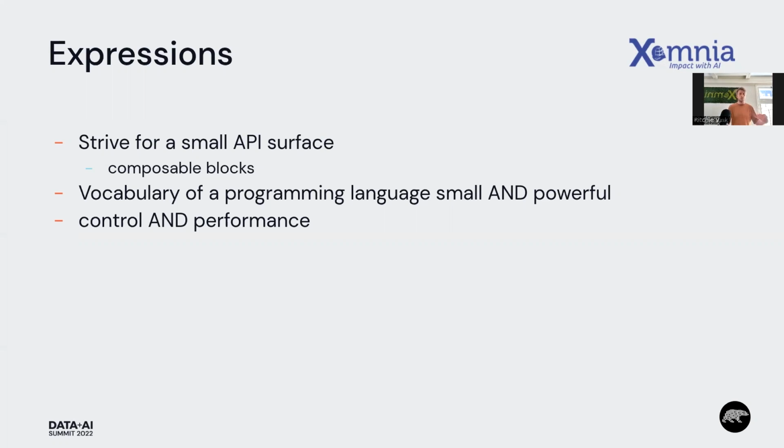So we want to give you the API that should be able to express what you want. And this is similar to the vocabulary of a programming language. The vocabulary of a programming language doesn't have to be big. It's actually quite small, but still is very powerful because of the combinatorial explosion. You can express anything you want.